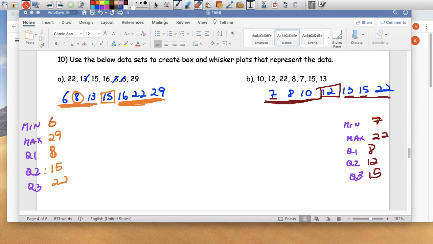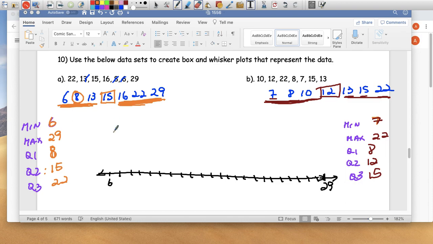Fairly easy. So the thing here is we were asked to do one number line. And we're going to go from number 6 all the way to the highest number, which is 29. 6, 7, 8, 9, 10, 11, 12, 13, 14, 15, 16, 17, 18, 19, 20, 21, 22, 23, 24, 25, 26, 27, 28, and 29. I'm going to go one more here. That's 29. So we need a 6, and I'm going to use orange here. So we need a 6, we need a 29, we need an 8, we need a 15 for Q2, and we need a 22.